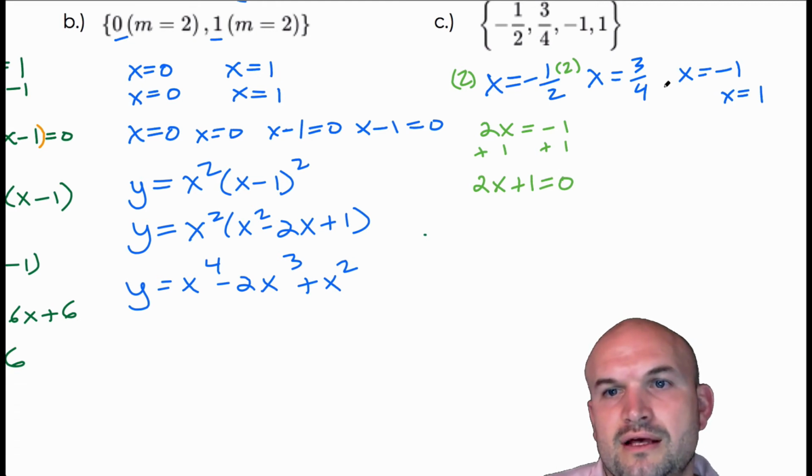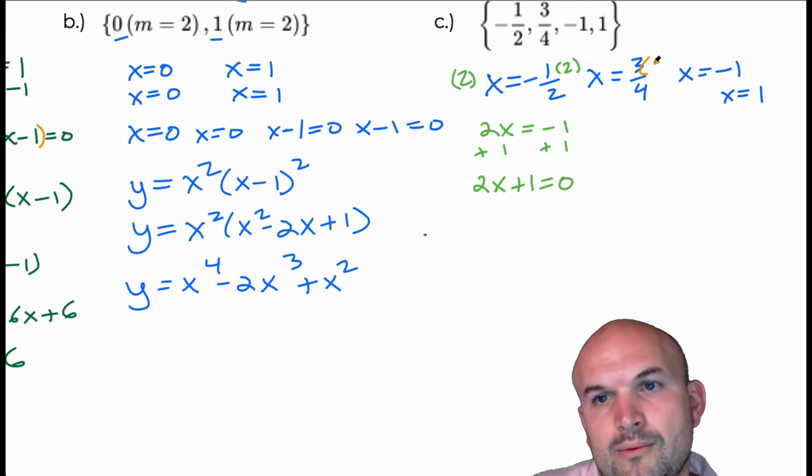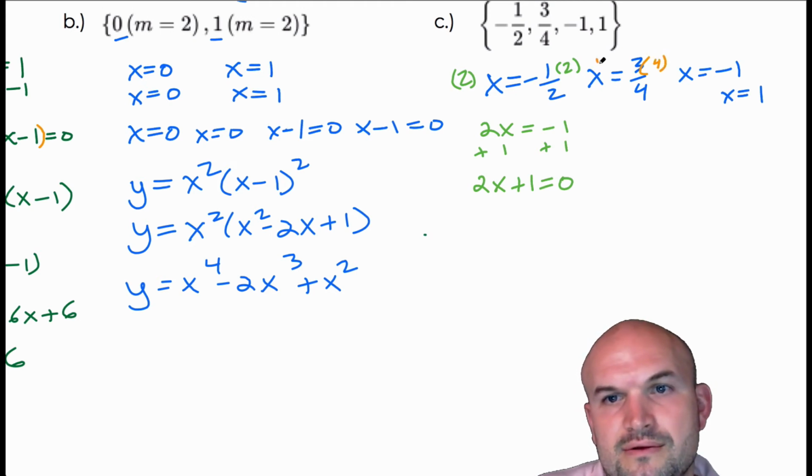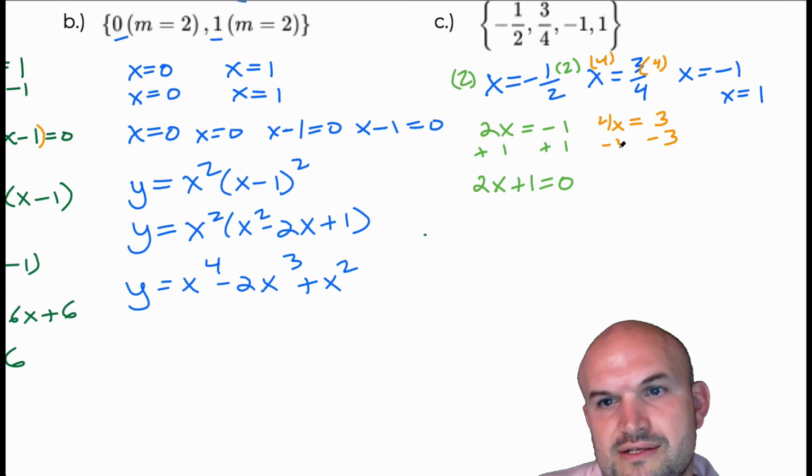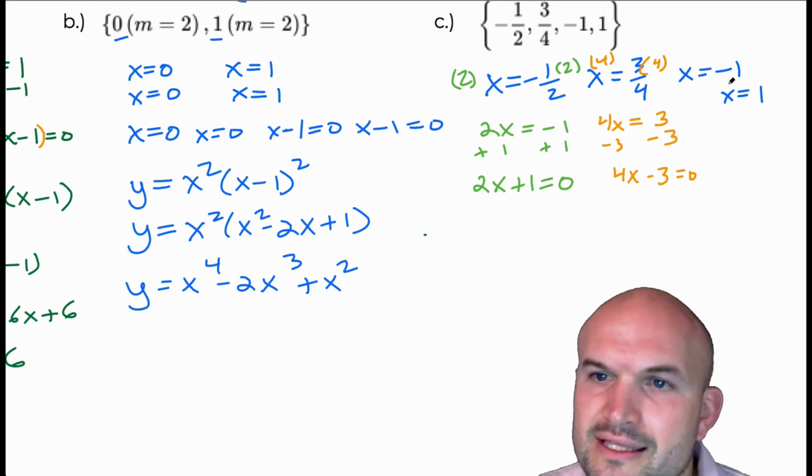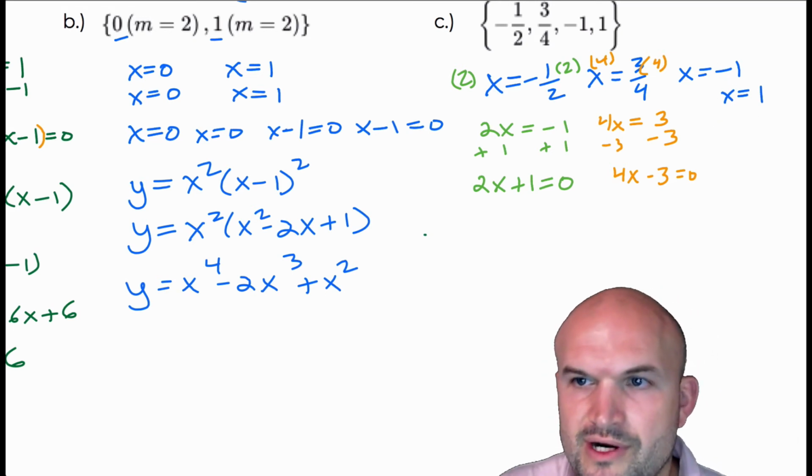Over here, why don't we multiply by 4? Horrible 4. Why don't we multiply by 4 on both sides? Therefore, I will have 4x equals 3. And then I just subtract a 3 on both sides. And now I have 4x minus 3 equals 0. And then obviously, these are going to be x plus 1, x minus 1, right?